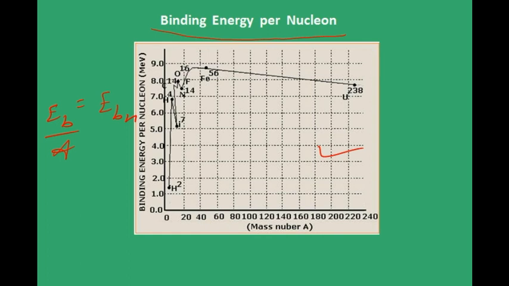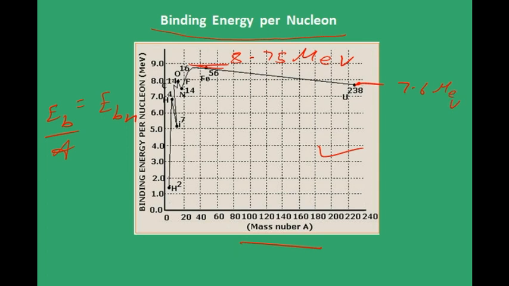This is the graph. If this is the mass number, this is how it varies. You have a maximum somewhere around Fe56, right? And here the maximum value is 8.75 million electron volts. And for 238, when A is 238, you have it as 7.6 million electron volts.